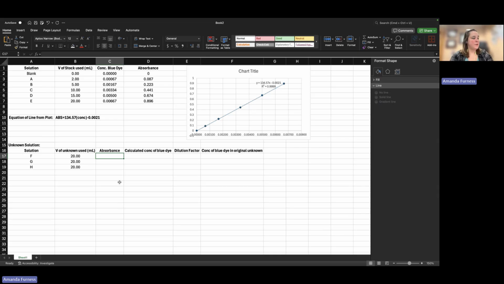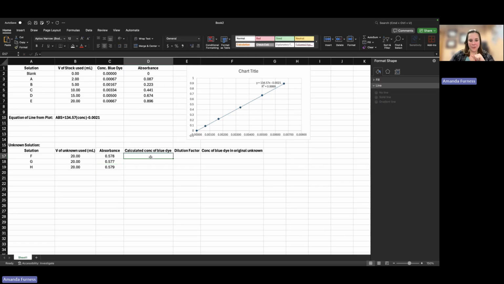So I take 20 milliliters of each of my unknown samples, and let's say that I get 0.578, 0.577, and 0.579. Okay. Again, I just made these numbers up. Please make sure that you're using your own absorbance values.